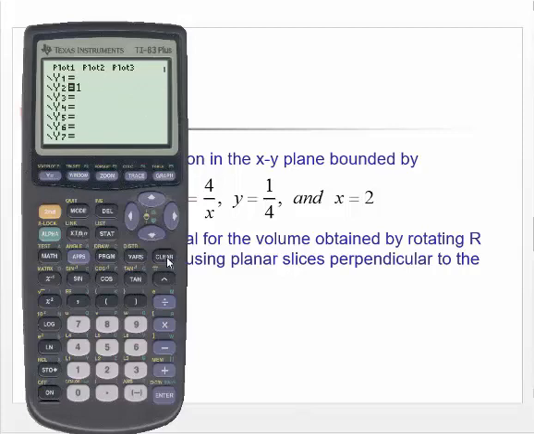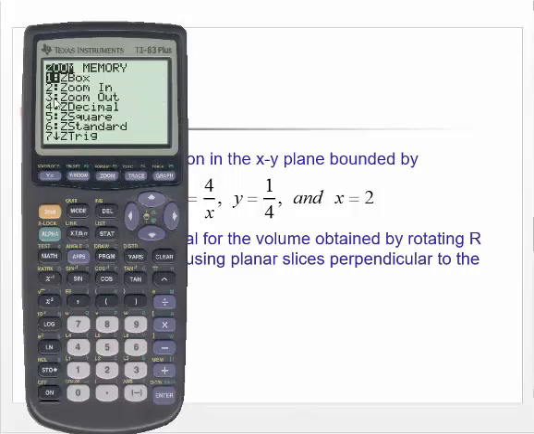So let me clear both these things out. I'm doing y is equal to 4 divided by x, and then 1/4, which is just 0.25. If I zoom standard, this is the line y is equal to 4 over x. Let me zoom in so you can get a better idea. This is the line, and here's y is equal to 1/4.